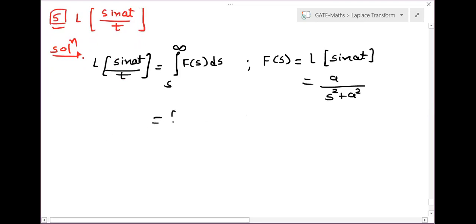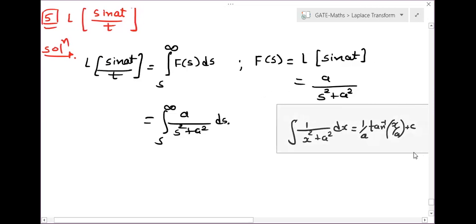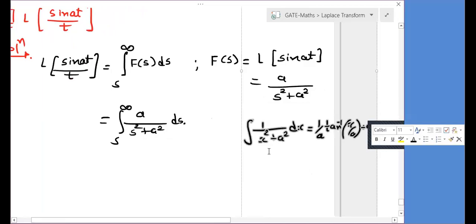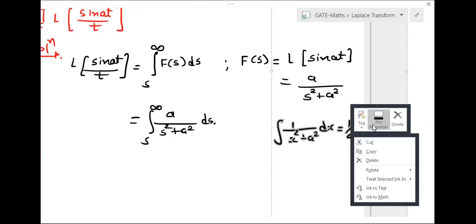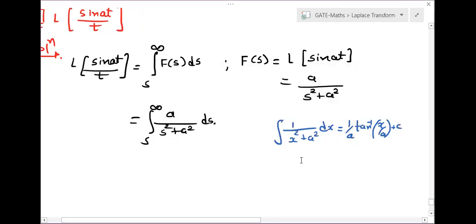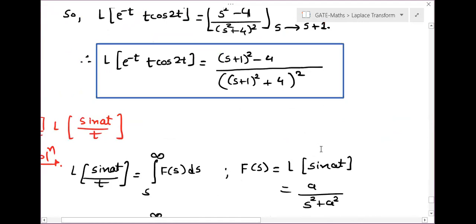So this is your integration from s to infinity of a divided by s square plus a square ds. Now what is the integration of 1 upon x square plus a square dx? Its integration is 1 upon a tan inverse x by a, and if it is an indefinite integral, then plus c. So this is your formula. I am writing all formulas with the blue pen only, so I'll change its color. Integration of 1 upon x square plus a square is 1 upon a tan inverse x by a plus c.